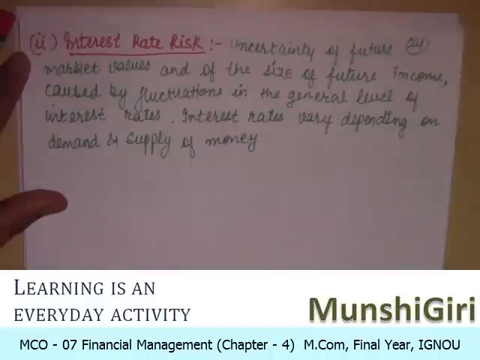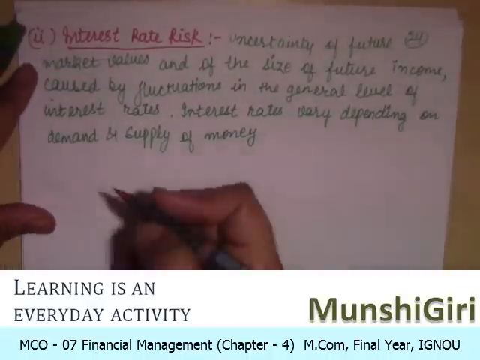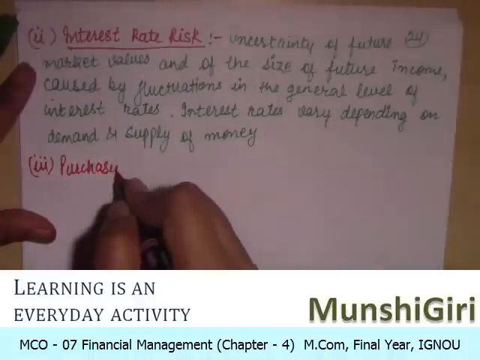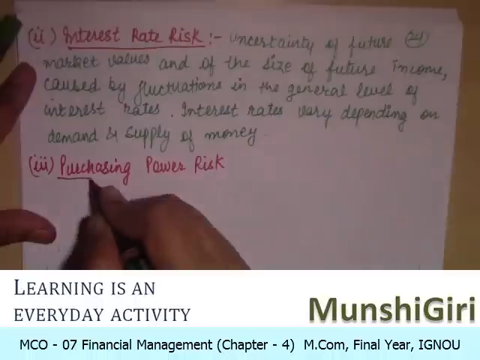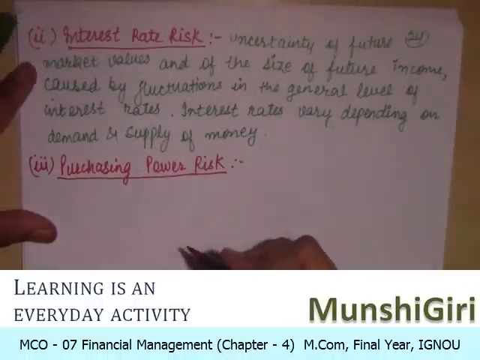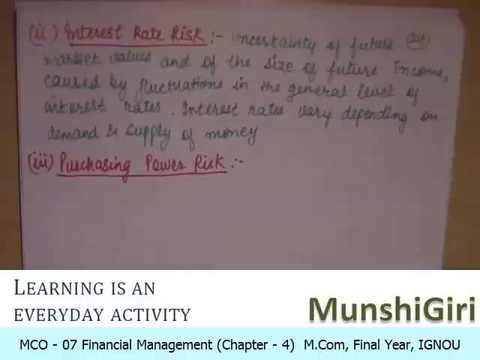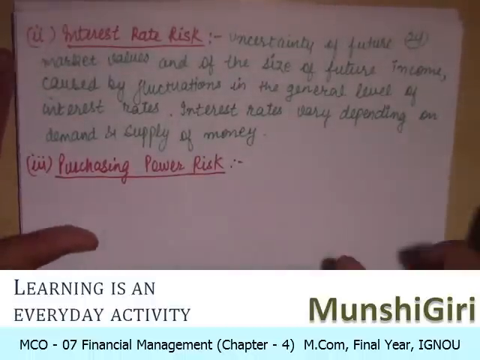Third component of systematic risk is purchasing power risk. Generally, there is an imbalance between supply of and demand of goods and services. The prices may be fluctuating, leading either to inflation or deflation. Now, purchasing power risk refers to this impact of inflation or deflation on an investment.